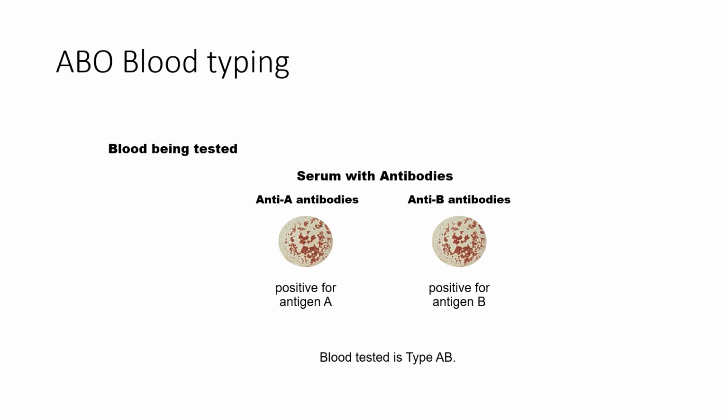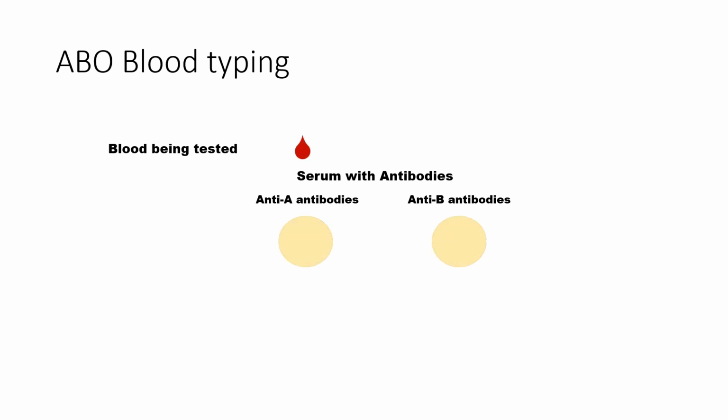Let's take a look at another one. So we're going to run through the same scenario where we have a container that has anti-A antibodies in it and anti-B antibodies, and we're going to see if we get a reaction. So let's take a drop of blood and drop it in the container with the anti-A antibodies, and we got an agglutination reaction, so we know that the blood is going to be positive for antigen A.